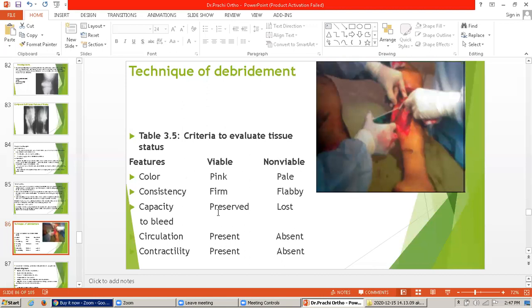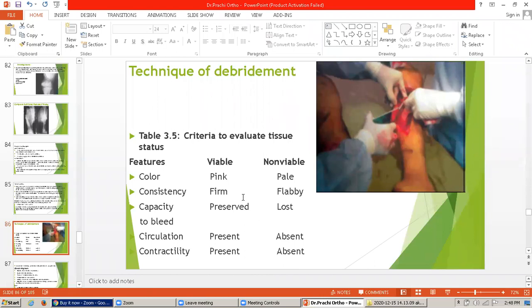When the capacity to bleed is preserved, this is seen in viable tissue, and when the capacity to bleed is lost, then it is non-viable tissue. If circulation is present then it is seen in viable tissue, and in the non-viable tissue status the circulation is absent. Contractility of the tissue is present in the viable tissue status and absent in the non-viable status.